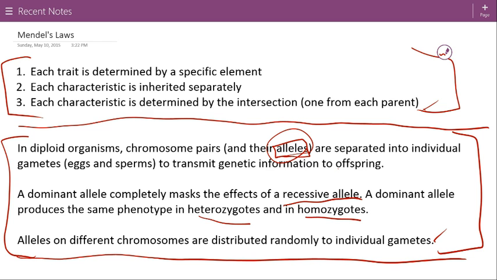And then each characteristic is determined by interactions. You're going to get one allele from each parent, and if the dominant one is there, it is going to be the one that is shown. If you have two that are the same, they're called homozygous, and if you have two that are different, they're heterozygous. In heterozygous cases, the dominant one is going to be shown. In homozygous cases, if you have two that are dominant, you'll see the dominant allele, and if you have two that are recessive, you'll see the recessive allele. So that's the basis of Mendel's laws.